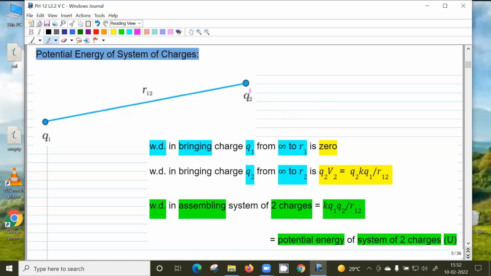If I hold this Q2 at this point, or if I make this Q2 free, it will start flying away, right? Because of the repulsive force. Yes, sir. So it will gain kinetic energy. Okay, so that kinetic energy is coming from the stored potential energy. You have to understand the physics, otherwise you'll make mistakes in the exam.